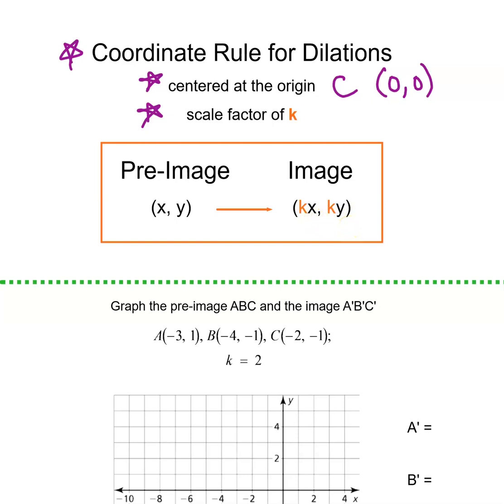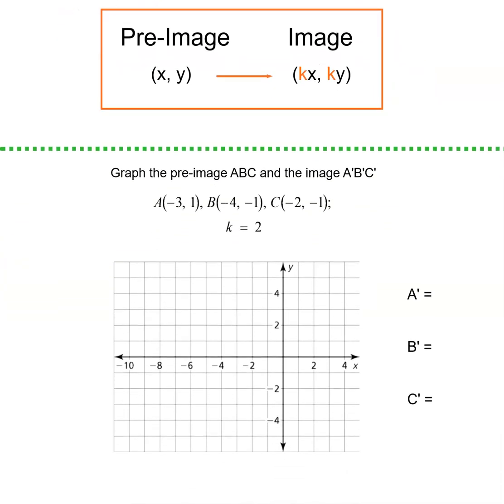So when we do something like graph the pre-image of ABC and then the image of A prime, B prime, C prime. Well, for this it says our scale factor is 2. So we're going to multiply 2 times every x and 2 times every y to get our new points. So if point A is (-3, 1), A prime is going to be -3 times 2, which is -6. And 1 times 2 is 2.